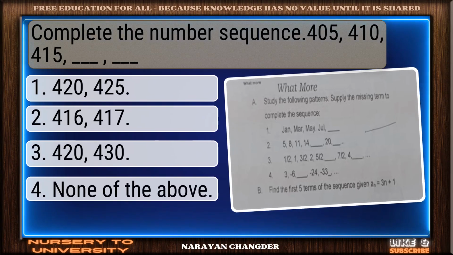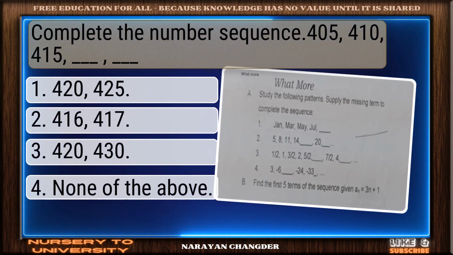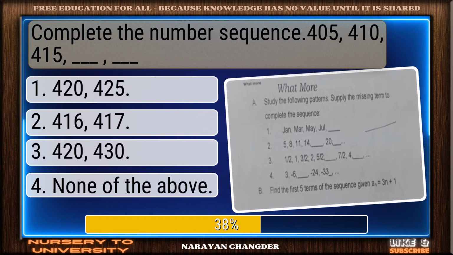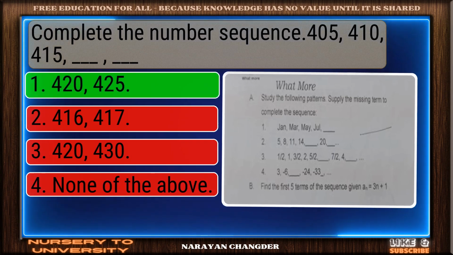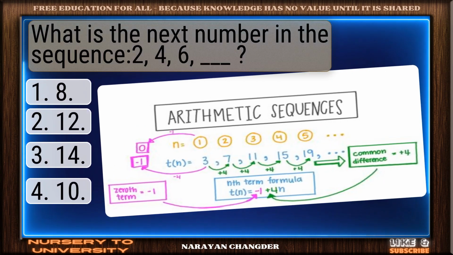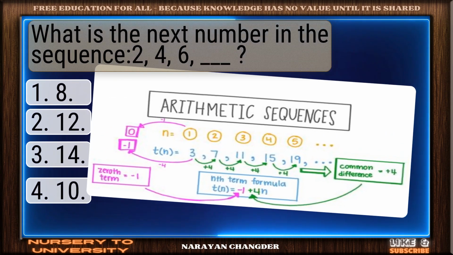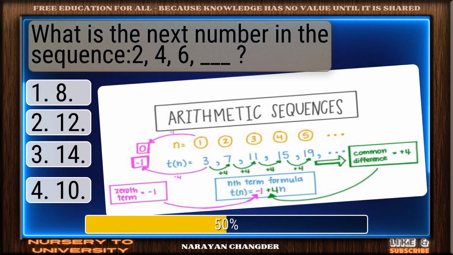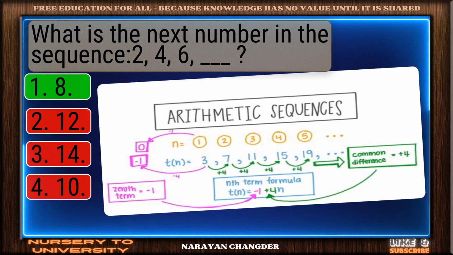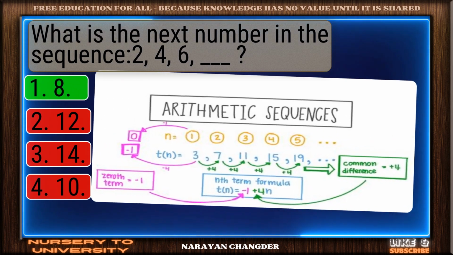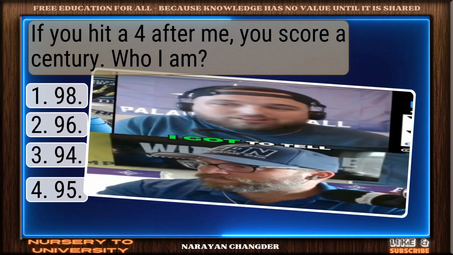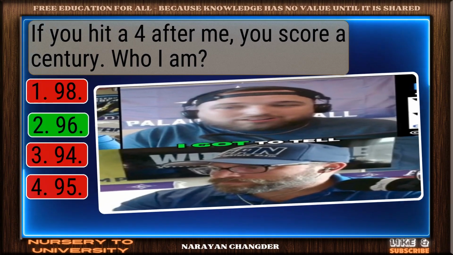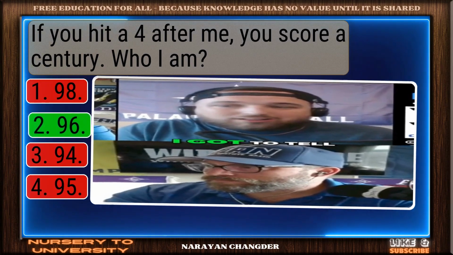Complete the number sequence: 405, 410, 415, dash, dash. 420, 425 is true. What is the next number in the sequence? 2, 4, 6, dash. Great thinking. 8 is the right choice. If you hit a 4 after me, you score a century. Who am I? On track. 96 is the correct answer.